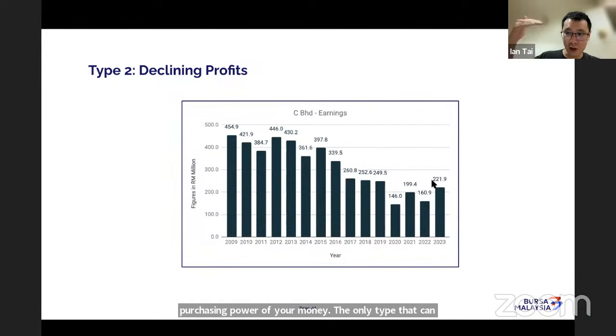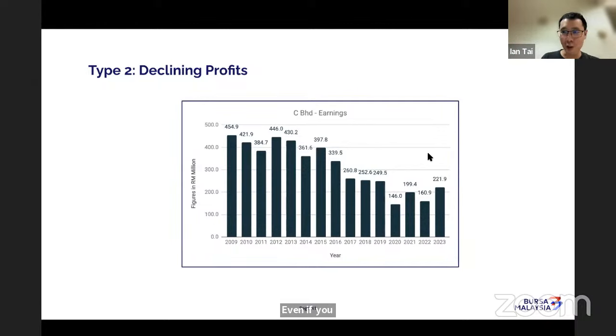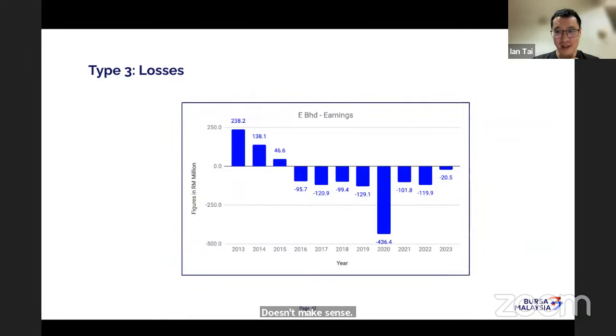Something like A Berhad. If you have A Berhad, then you don't really need to worry about inflation. So this kind of company, even if you calculate, you're going to get a negative CAGR. Why do you want to have a negative CAGR in your portfolio? Doesn't make sense.